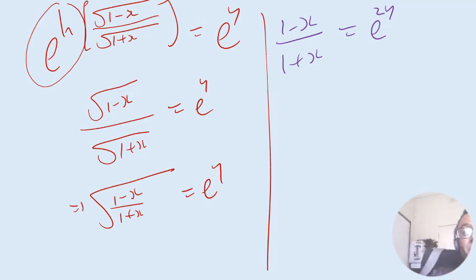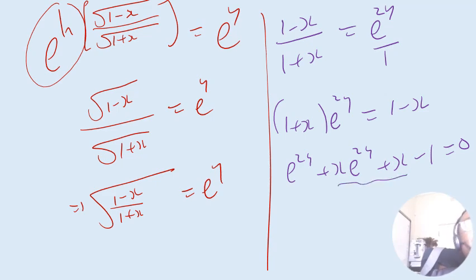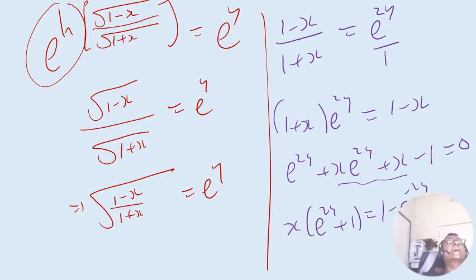Cross multiply, because this is over 1. 1 plus x into e to the 2y is equal to 1 minus x. And you're going to get e to the 2y plus x e to the 2y plus x minus 1 equals 0. Common factor is x, and you can see where this is going. x into e to the 2y plus 1 must equal, take that on the other side, 1 minus e to the minus 2y, divide, and we solve for x. That's straightforward. And nothing difficult over there. All right, cool.